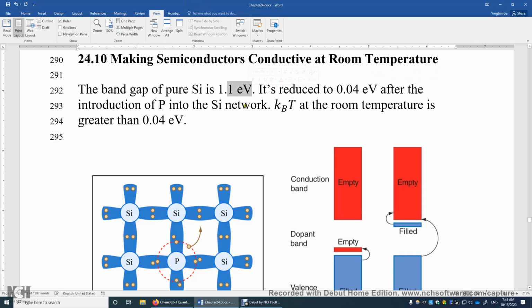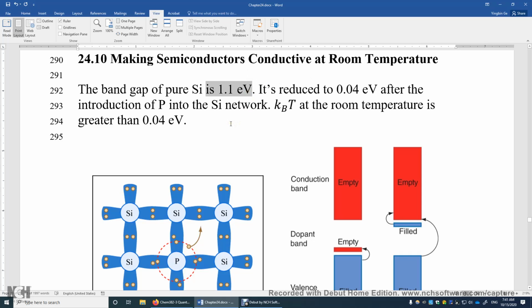1 electron volt is roughly 96.5 kilojoule per mole. So you have roughly 100 kilojoule per mole, and over here you have only 4 kilojoule per mole. What about the RT value at room temperature? At 300 K times the gas constant, you get roughly 2.5 kilojoule per mole. So this band gap is really close to the thermal energy, and this one is much larger than the thermal energy.